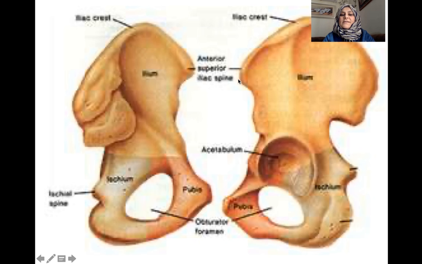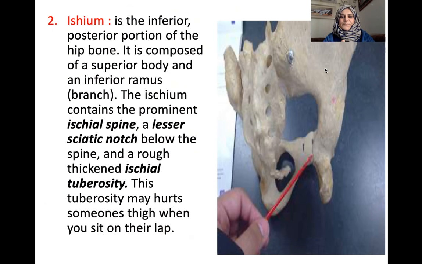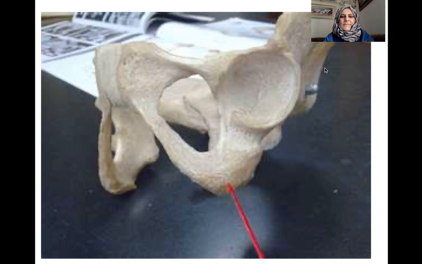Of course, on the iliac surface, on the gluteal surface, we also have lines. We have lines which serve for attachment of the gluteus maximus, medius and minimus. Okay, that is it about the ischial tuberosity.